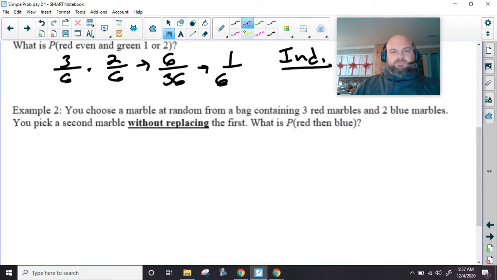All right. We're always choosing marbles. Apparently, there's no other probability we can do besides marbles. That's probably why lots of math teachers lose their marbles.